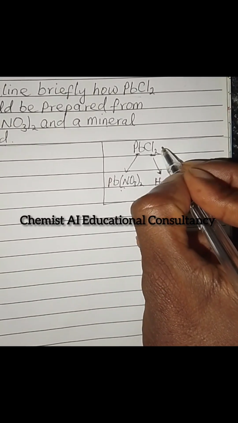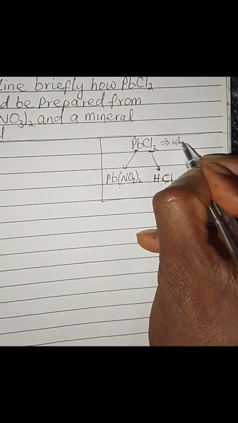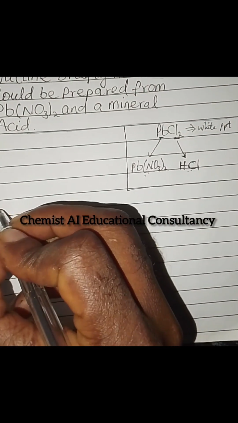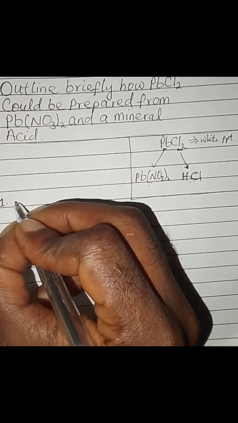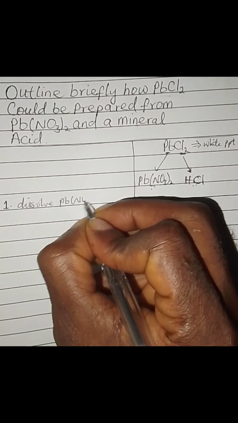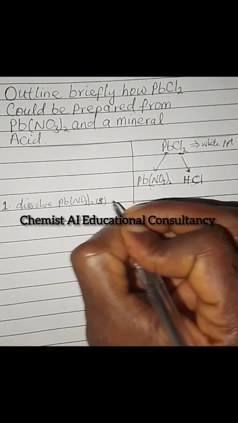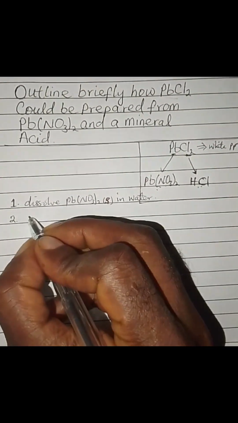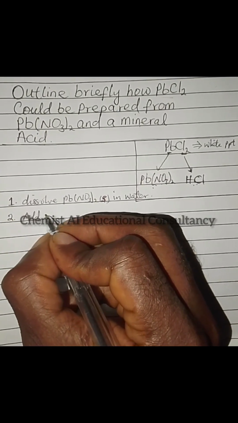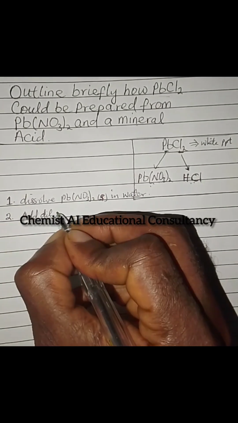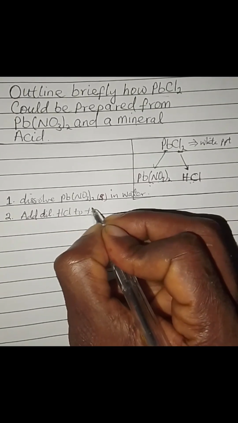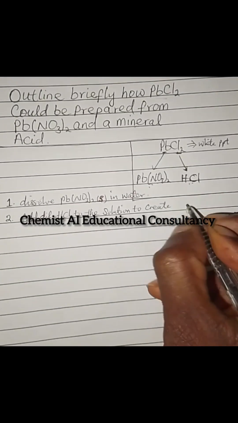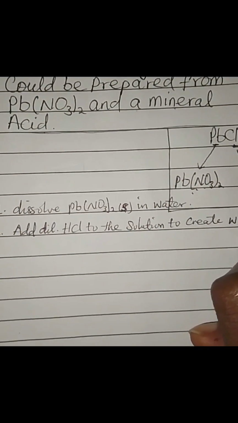Remember that lead 2 chloride is solid and it appears as a white precipitate when these two reactants combine. Therefore, the outline is as follows. First of all, you dissolve the lead 2 trioxynitrate 5 solid in distilled water because the reaction takes place in aqueous medium. Number 2 is you add the dilute hydrochloric acid to the aqueous solution. And immediately you add this hydrochloric acid, it will offer the chloride that will attack the lead nitrate to form a white precipitate. Remember, the white precipitate formed is lead 2 chloride.